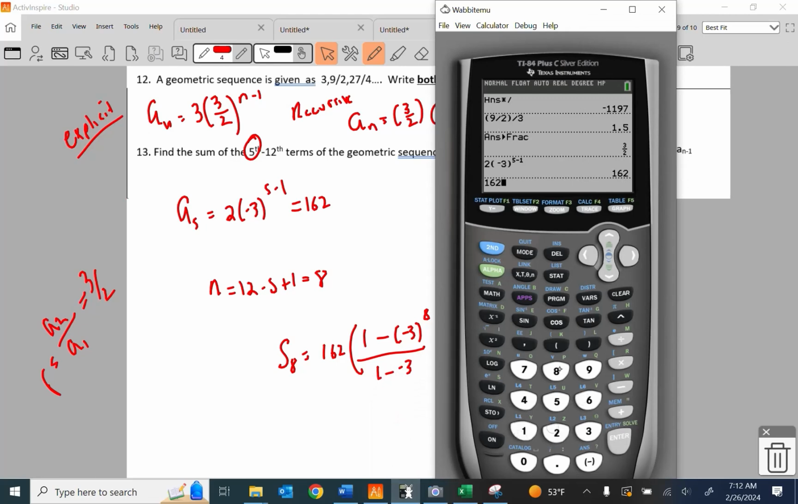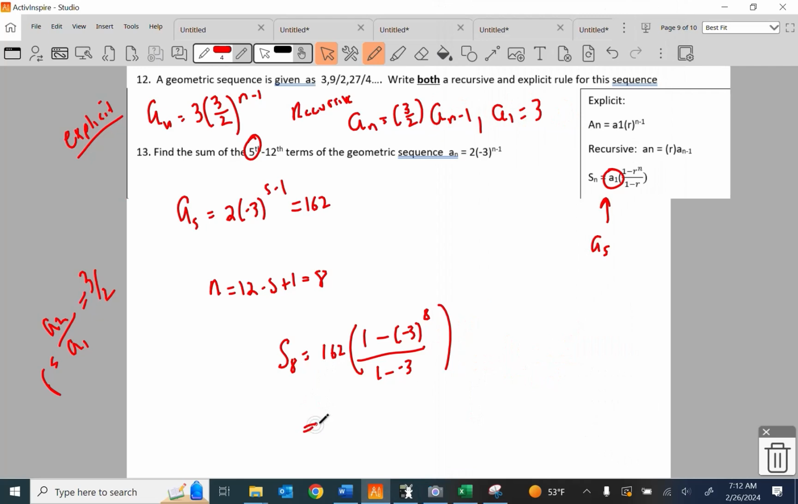So we got 162, a set of parentheses, math, num, n over d, 1 minus parentheses negative 3, wrapped to the 8th power, and I'm just going to type a 4 in the bottom, but if you don't know what 1 minus negative 3 is, so be it. Negative 265,680. And there you go. Not too hard.